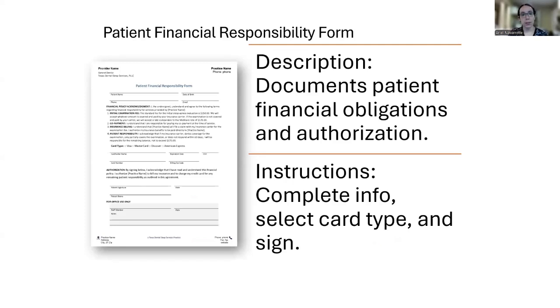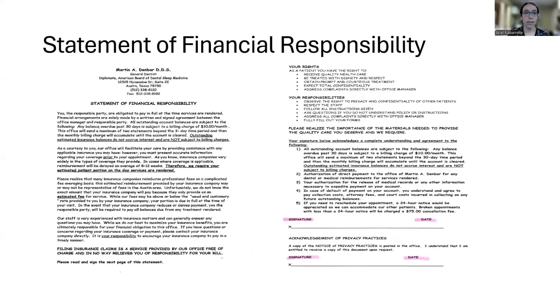This patient responsibility or financial responsibility form is the one located in your provider packet. This is the patient financial obligations and authorization. The next form is here what we use in Dr. Dunbar's practice. And this is just stating you are ultimately responsible. The patient is also informed that we file insurance as a courtesy. So there's a lot of information in here that I think is important.